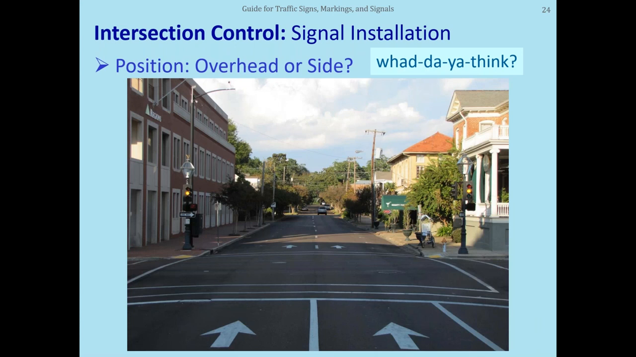Signals overhead or side-mounted signals? What do you think? Signals on the side are not as detectable. They are more easily overlooked by the drivers. Having the signal on a mast arm suspended over the roadway makes the signals much more visible, much more likely to grab the driver's attention, more likely to be effective.